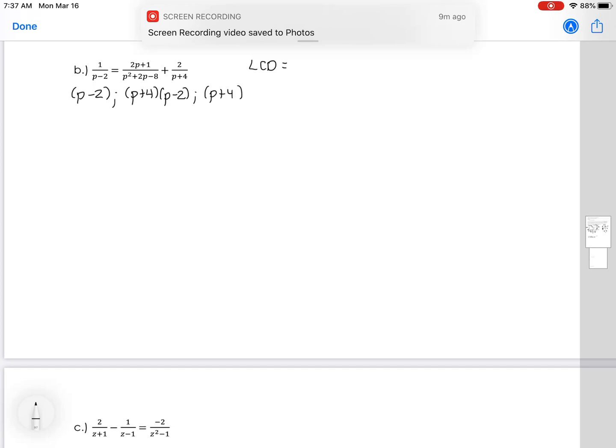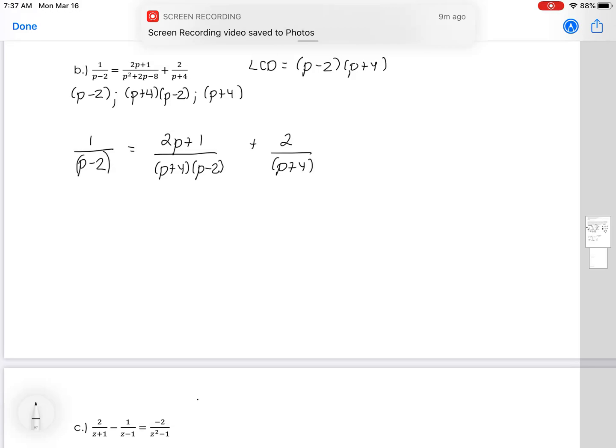When we identify the LCD, we need to make sure we're taking the highest power of each one. So we need a p minus 2, and we need a p plus 4, in no particular order. So we take each fraction, I would highly suggest leaving it as the factored version of the denominator because it's a lot easier to tell what has to be simplified or what can be simplified. So again, that means I wouldn't leave it as p squared plus 2p minus 8.